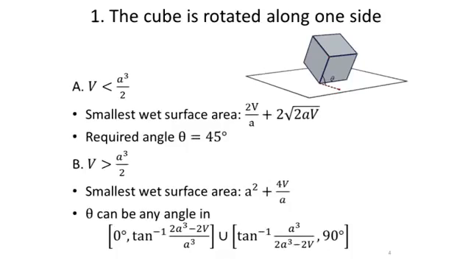When the cube is rotated along one side, the shapes of water throughout the rotation process are rather simple. I got the following results by simple calculation and comparisons.